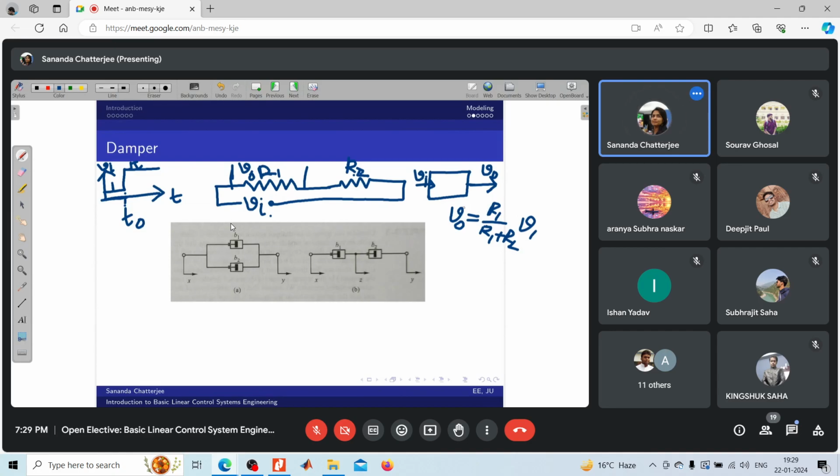Okay, so this kind of system we will call a static system. Why static? Because if there is a change in the input, instantaneously that change will be reflected in the output. So this kind of system will be called a static system. There is no dynamics involved. So what do we mean by dynamics? Another example of a static system could be a damper.